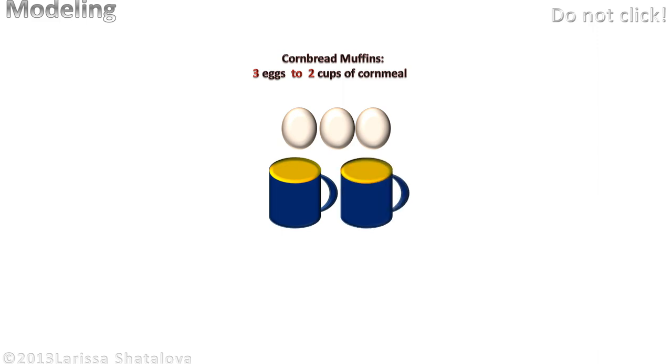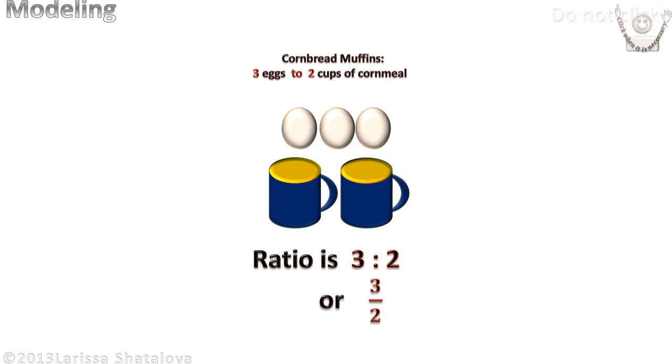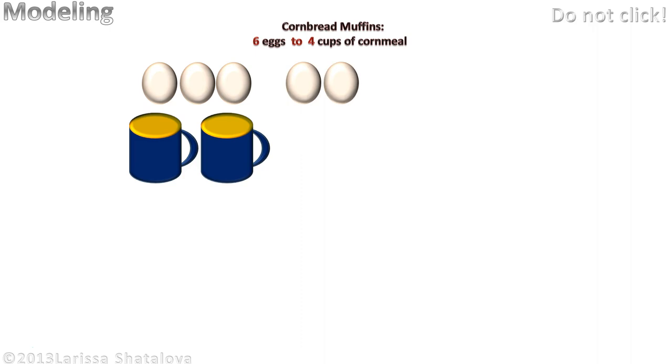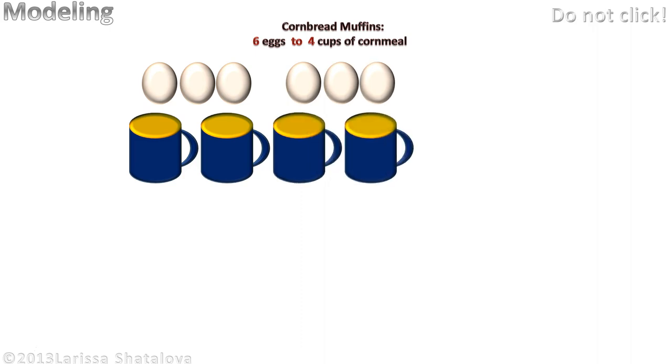One more modeling example. A cornbread muffins recipe requires 3 eggs to 2 cups of cornmeal. So we can show this as a ratio 3 to 2 or 3 over 2. But if we have a big party, maybe we need 2 sets of cornbread muffins. So we have to have 6 eggs to 4 cups of cornmeal. The ratio is 6 to 4 or 6 over 4.